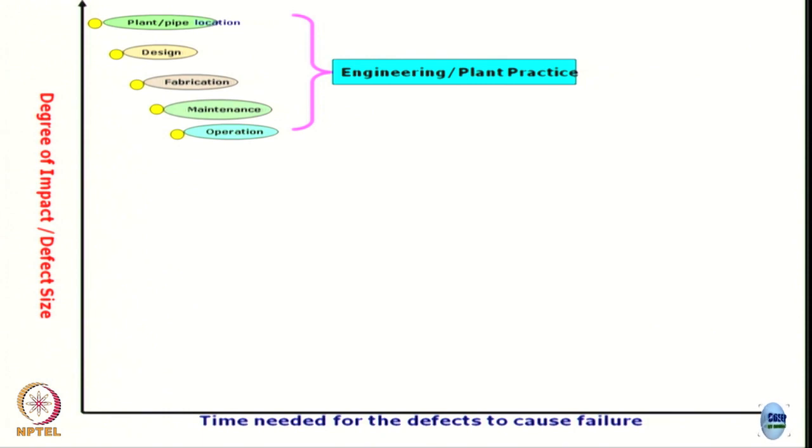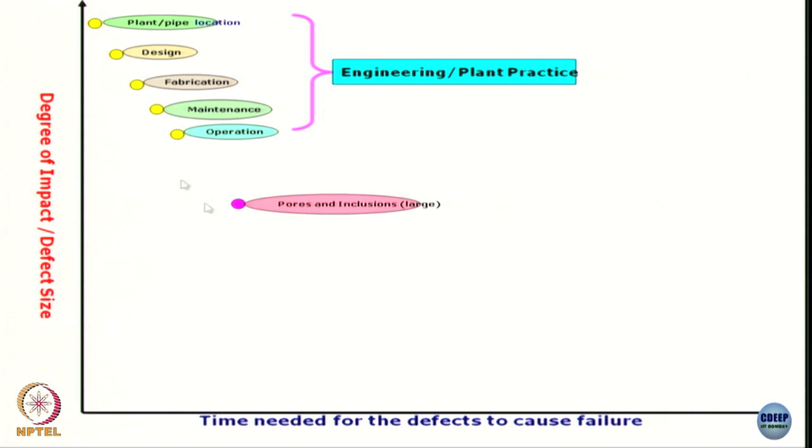All these are part of the engineering practice and the plant operating practices. It is not related to the metallurgist, just the guy who makes the material. You may get a better material, but if you do not do things properly, it is going to make a failure. Assume that all these are taken care of, and the life can be extended further. Then what happens? Then you get into issues related to materials.